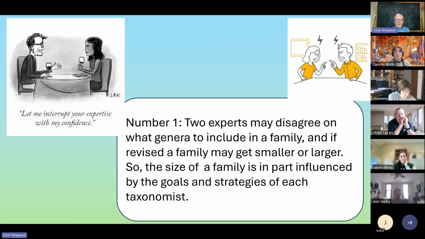For one, two experts may disagree on what genera to include in a family, and if revised, and we'll get some examples where families have been revised quite drastically in the last 15 years, when you revise a family, it can get smaller or larger. So the size of a family is in part influenced just simply by the goals and strategies of the taxonomist.